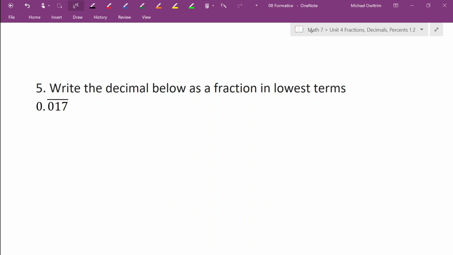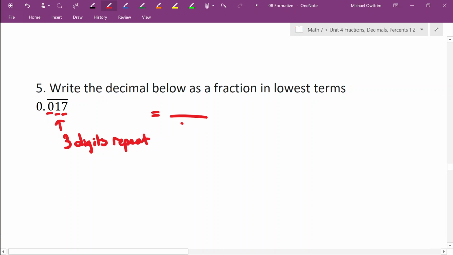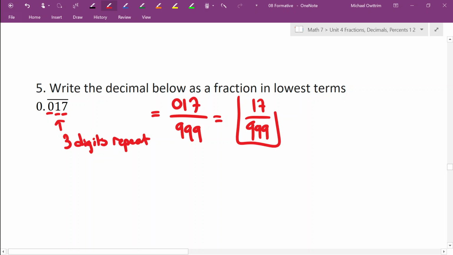Write this decimal as a fraction. Now we do notice that we have our repeating bar up here, and whenever we have a repeating decimal, we know that we're going to have 9s on the bottom. And since there's 1, 2, 3 digits repeating, that means that there's going to be 3 9s on the bottom. So this is out of 999. And our digits on the top are 0, 1, 7. But of course, we never write those preceding zeros. So 0, 1, 7 is just 17. And 17 is a prime number, and 999 does not divide by it. So that's our simplest form.